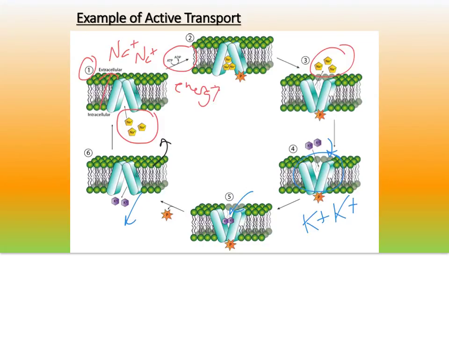Now again, the point of this is to maintain on the membrane a little bit of a difference in charge, and to maintain what the cell wants, which is a higher concentration of sodium outside the cell and a higher concentration of potassium inside the cell.